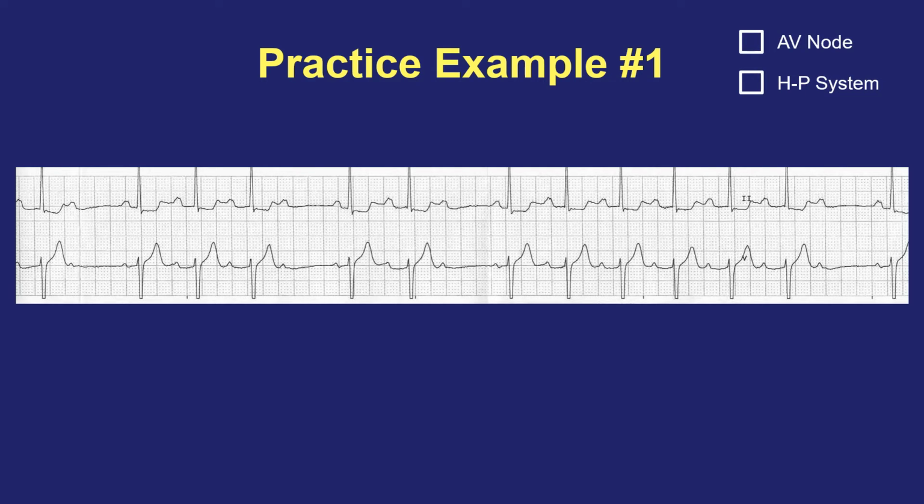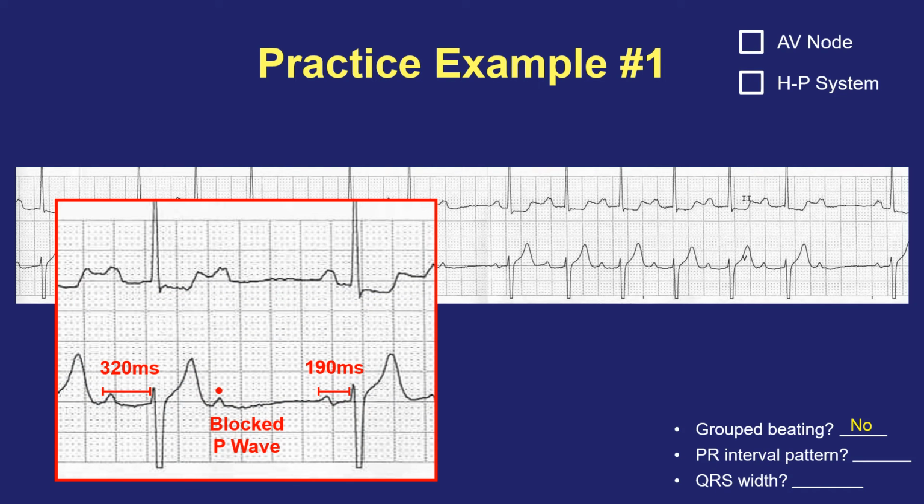Here, let's talk more about AV node block versus His-Purkinje block rather than Mobitz 1 or Mobitz 2. Because really this is what we're getting at. And here's a checklist at the bottom right with some of the principles that we have reviewed. So, is there grouped beating in this tracing? Not really. There's 3, 2, 6, so no repeating pattern. What about the PR interval pattern? If you look at a blocked P wave and the PR before and after, there's a dramatic difference. This is a Mobitz 1 type pattern.